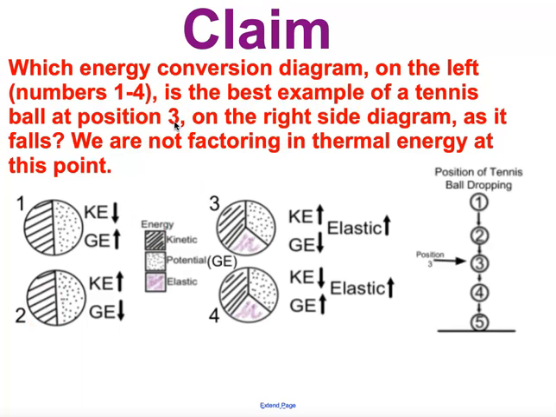Now, if you want to get a little bit more specific, you can say the energy conversion diagram number 2 is the best example of a tennis ball at position 3 when not factoring in thermal energy. Now, it should all be one sentence. It's just one sentence. That's all you need for the claim.